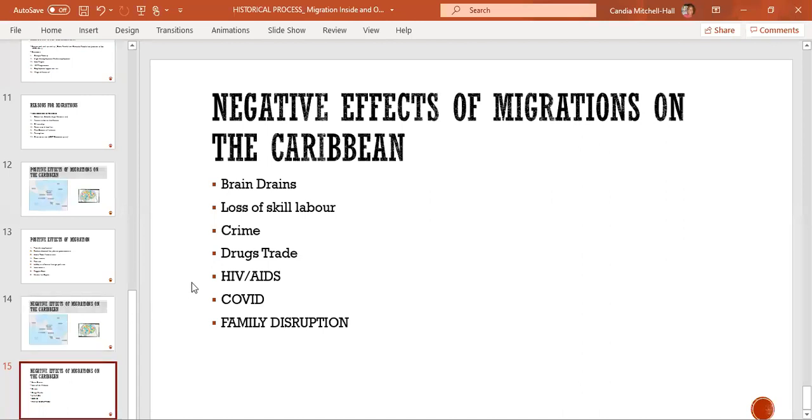Any question, ladies? Can I answer a question? Go ahead. One negative effect, for example, when people migrate to different countries, some migrants will throw away their Caribbean culture to pick up the culture of the host country, or when they have offspring up there, the offspring will take the culture of the host country. So is that under family disruptions also?